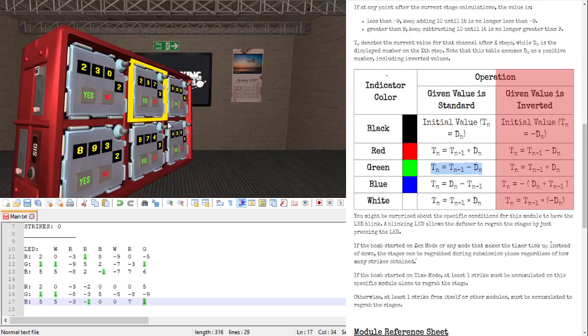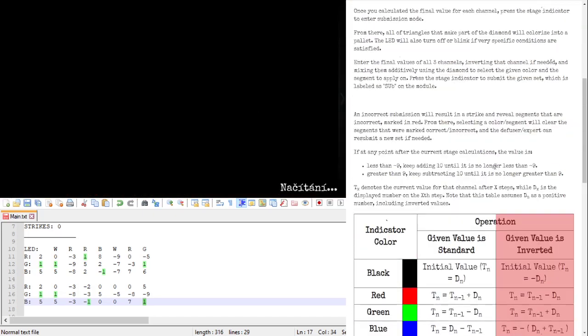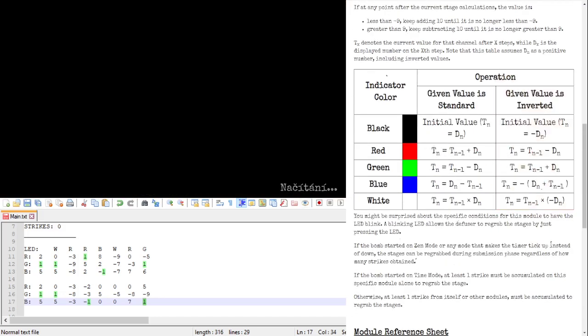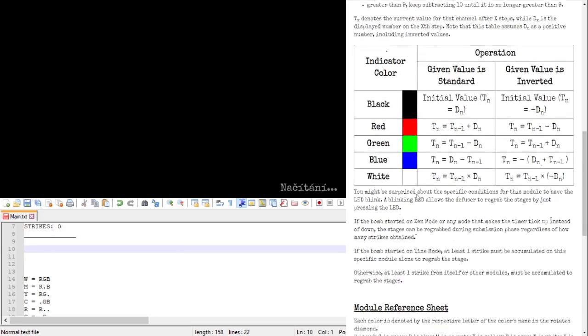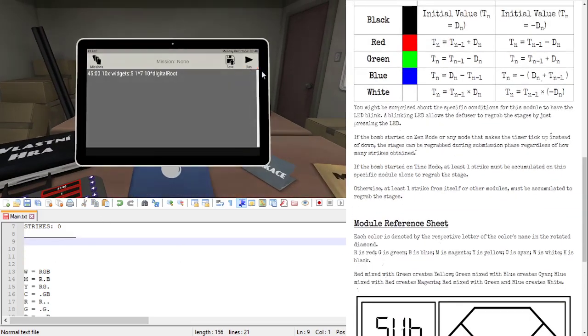So I think that's kind of it. I'll quickly show a few more things, just the technical things. This is what you need to know to actually solve the module. But the technical things are, by the way, let's just load the bomb again.